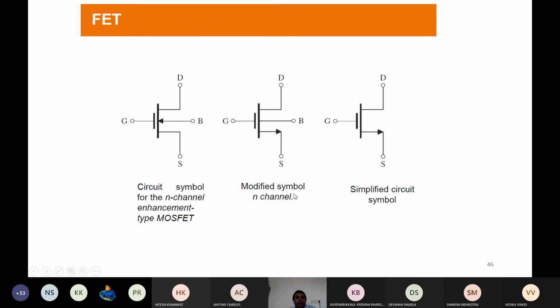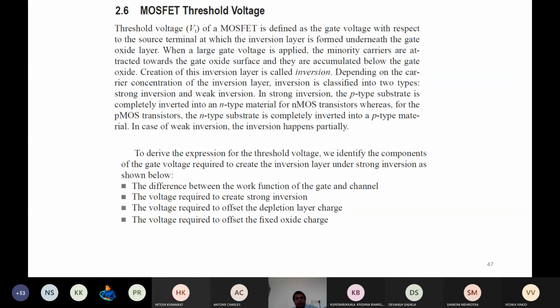Now we will come to one important parameter of this MOSFET, which is the threshold voltage. We should understand the threshold voltage calculation, and then we will also derive the IV characteristics later on. When inversion happens, the transistor becomes on. Let me also take the pen. This inversion is the important point, that the channel is created after inversion is done.